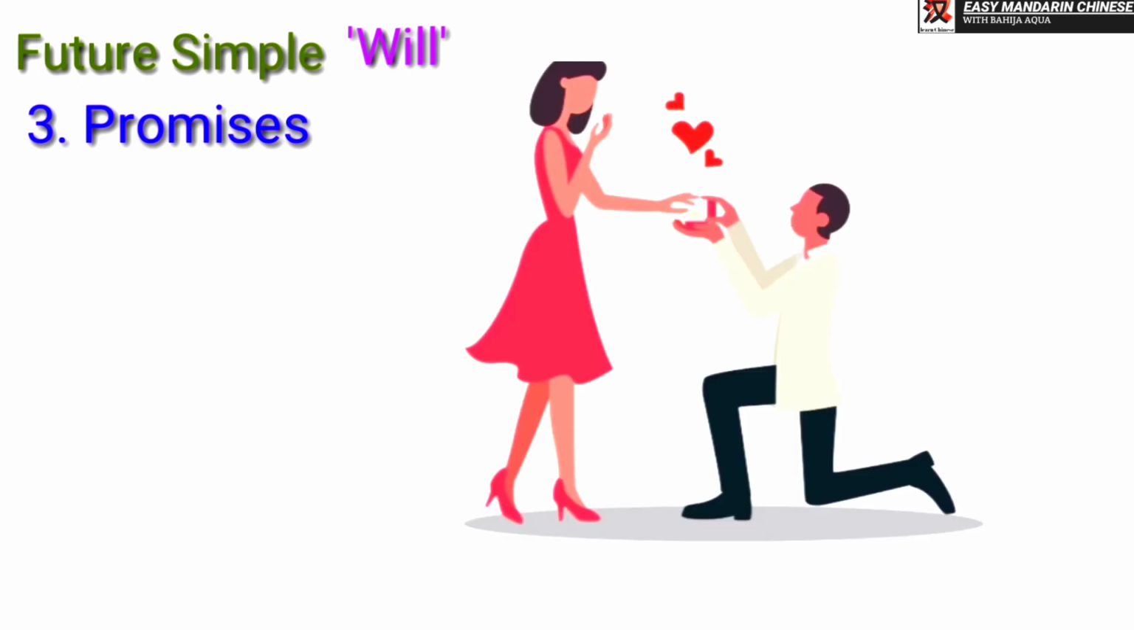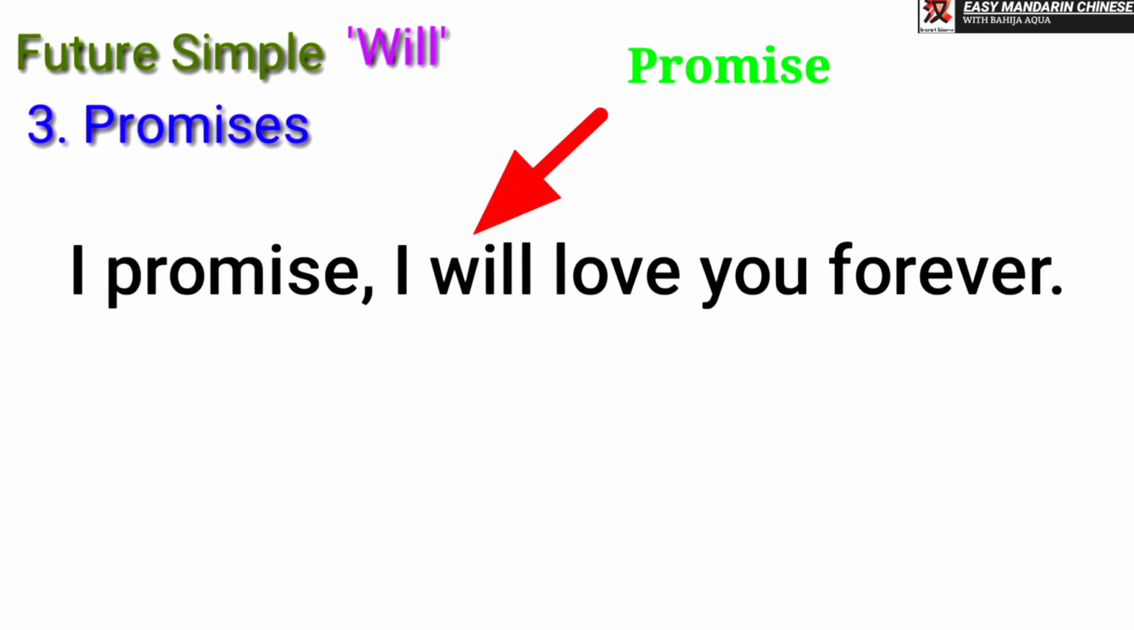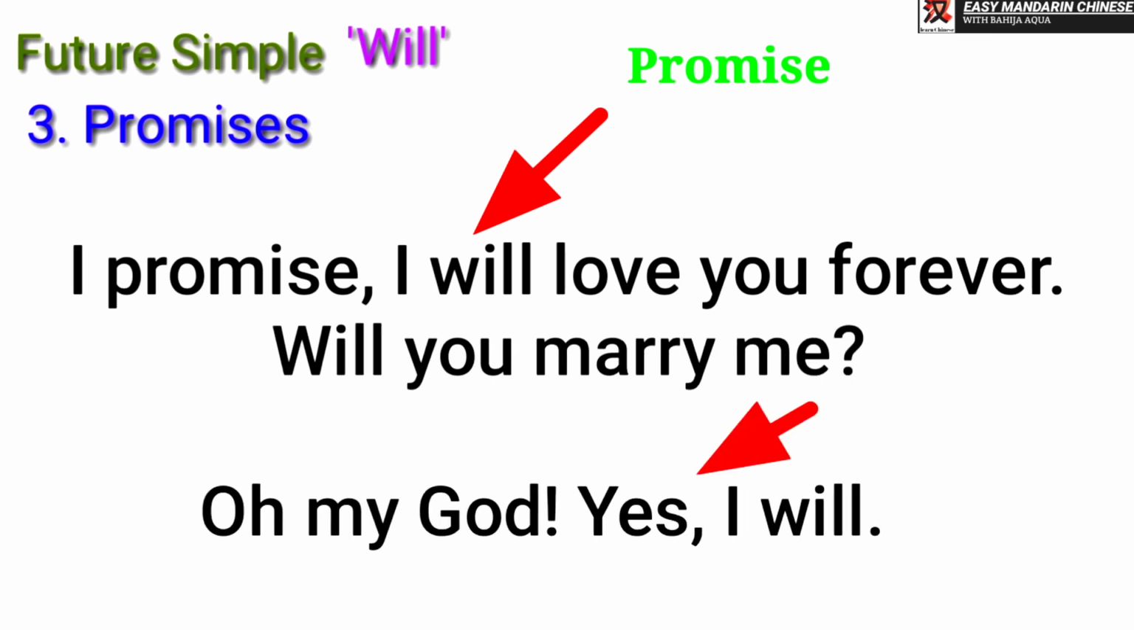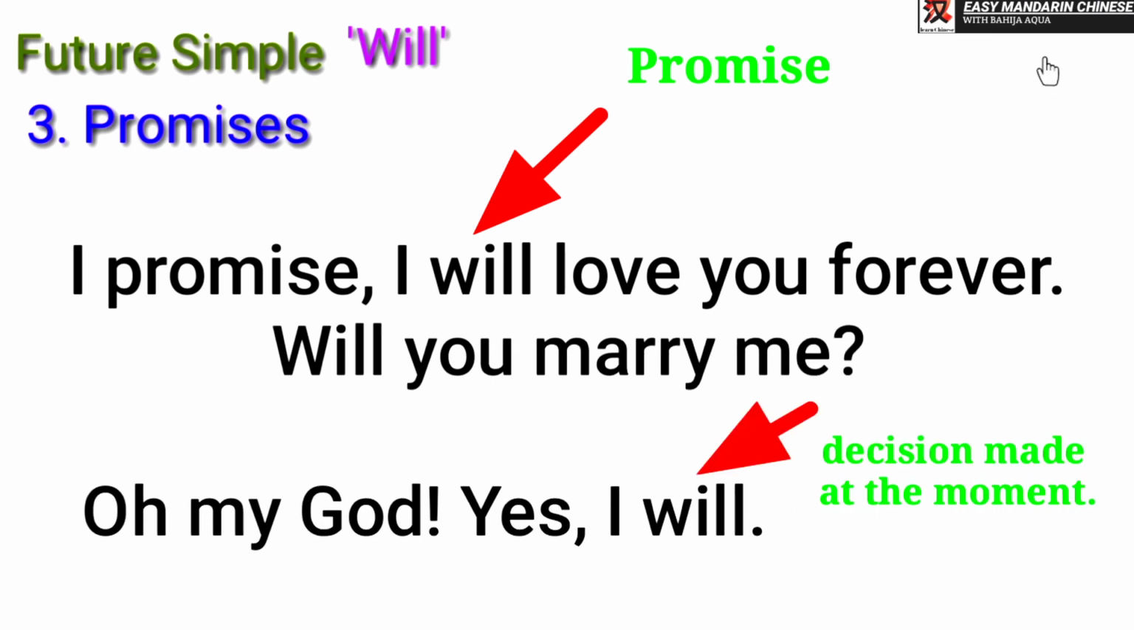The third reason to use will is for promises. Example, I promise I will love you forever. Will you marry me? Oh my god! Yes, I will! Here we use will for promise, and here we use will for decision made at the moment.